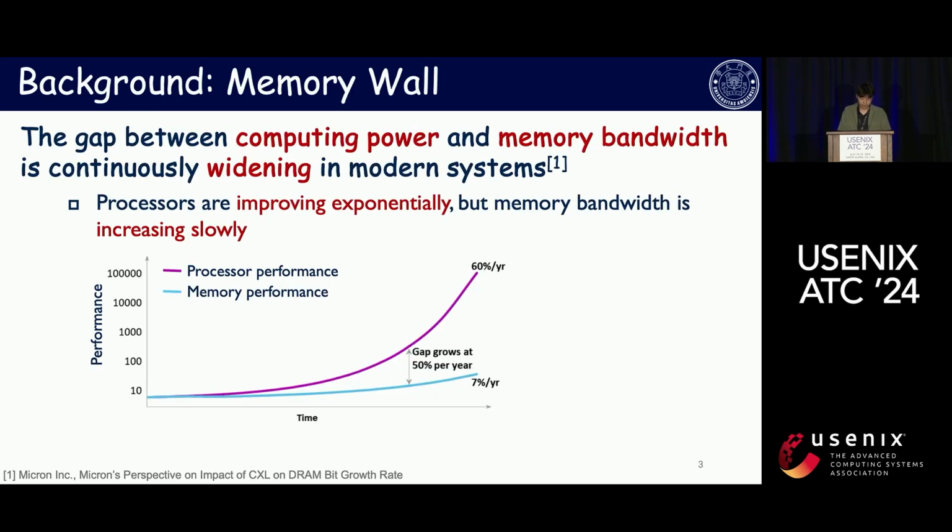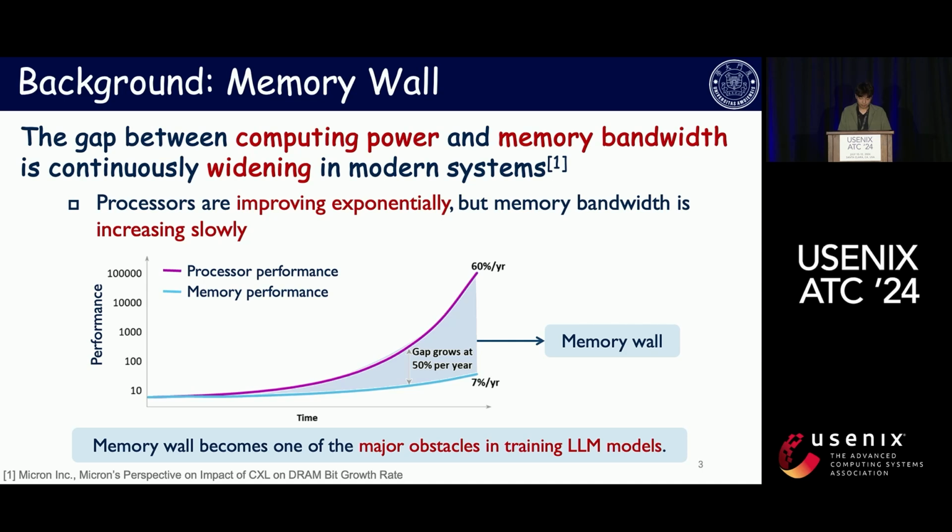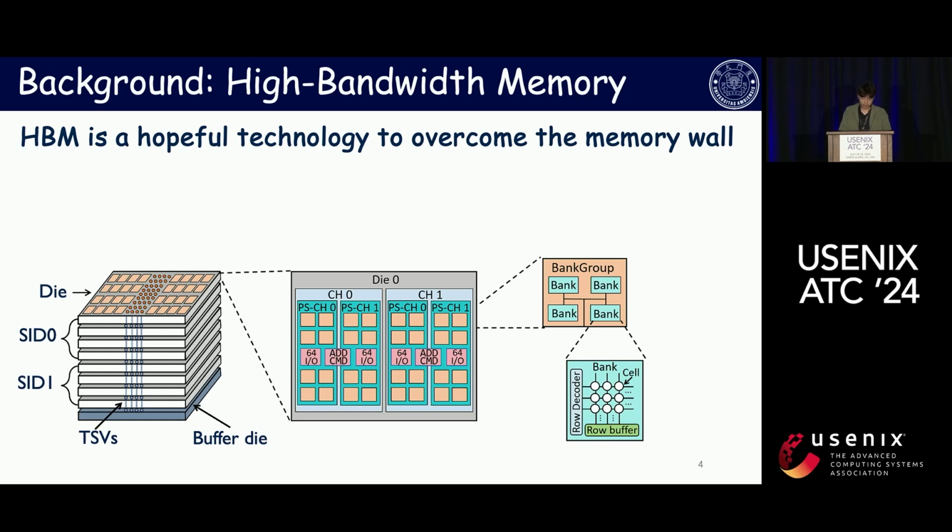Processor speeds have increased dramatically over the years and continue to improve exponentially, while memory performance has not kept pace. This has caused a significantly widened gap between computing power and memory bandwidth, known as the memory wall. The memory wall becomes a major obstacle in modern systems, hindering the training of large language models, LLMs. To overcome the memory wall, the industry is focusing extensively on high bandwidth memory, HBM.